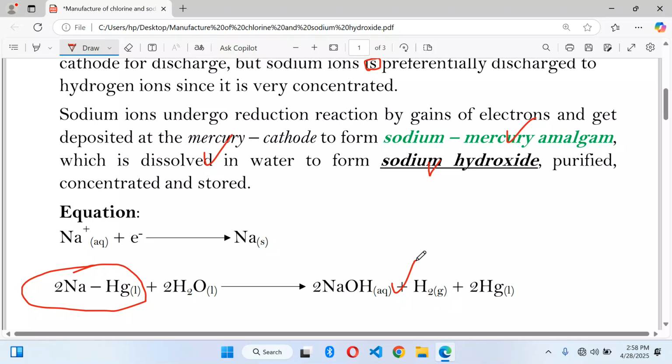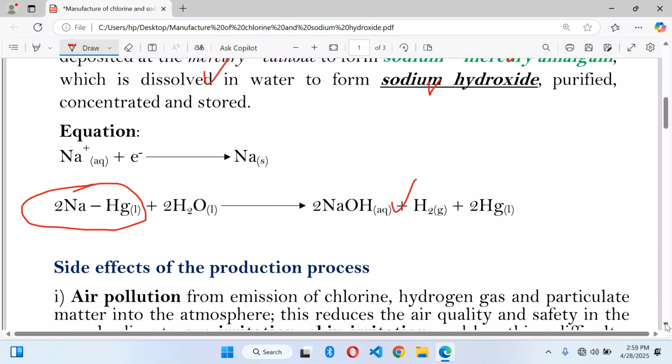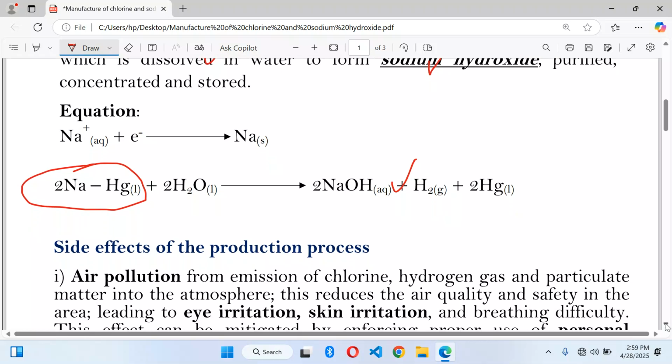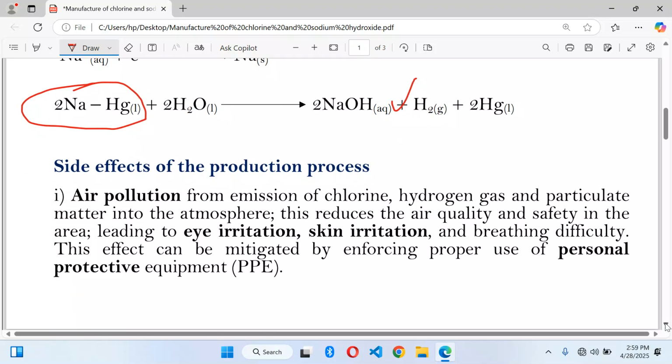And we say that when we are looking at the industrial processes, after looking at how the product is produced, we need to find out, are there some of the side effects that can come along during the production process? So that's where we go to the side effects of the production process.